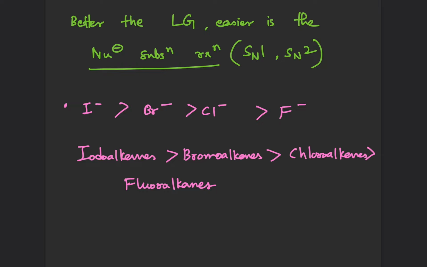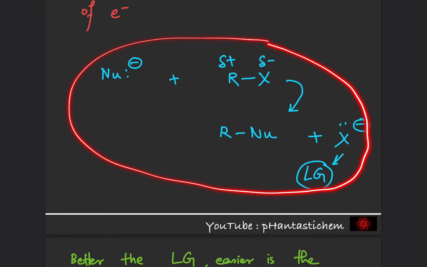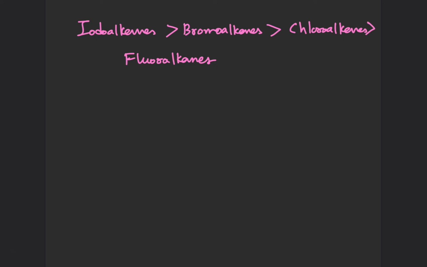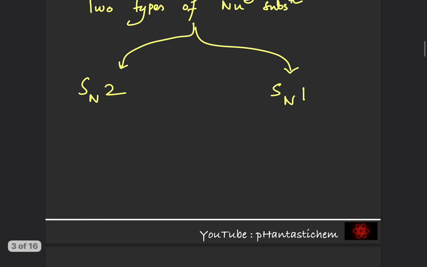Okay, before that, let's just spend some time discussing what SN2 is exactly. So there are two types of nucleophilic substitution. This is in general what happens in a nucleophilic substitution. There are two ways in which this reaction can happen. So we have SN2 and SN1. Okay, so S stands for substitution, N stands for nucleophilic, 2 stands for bimolecular. Okay, S stands for substitution, N stands for nucleophilic, 1 stands for unimolecular.